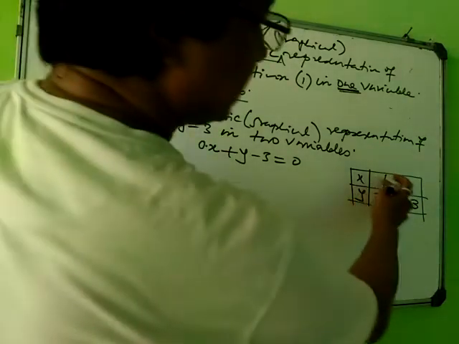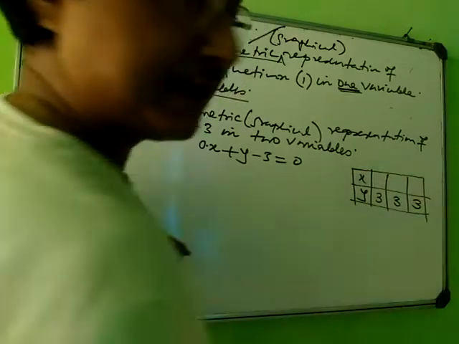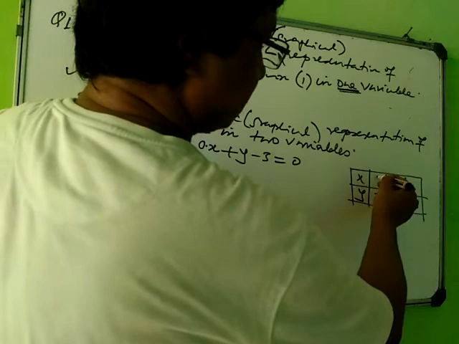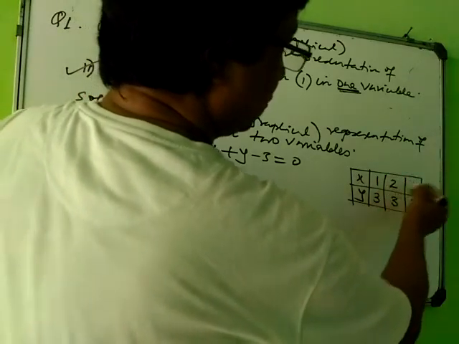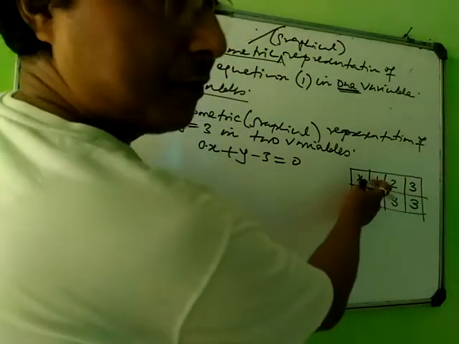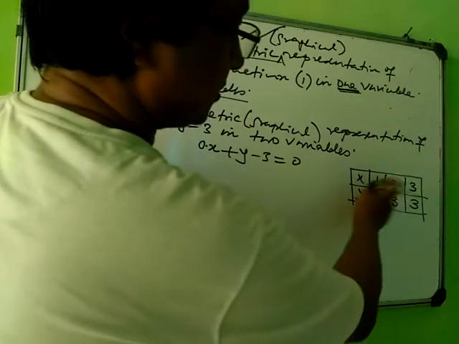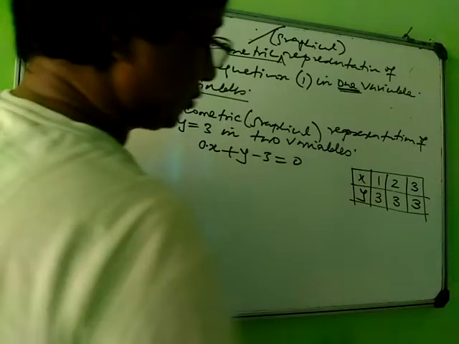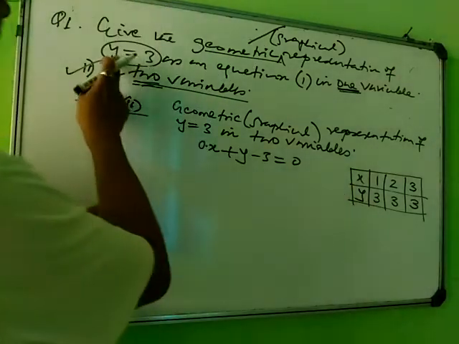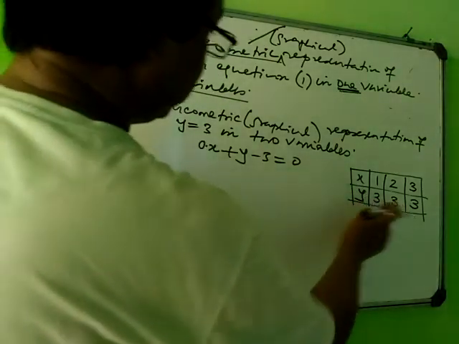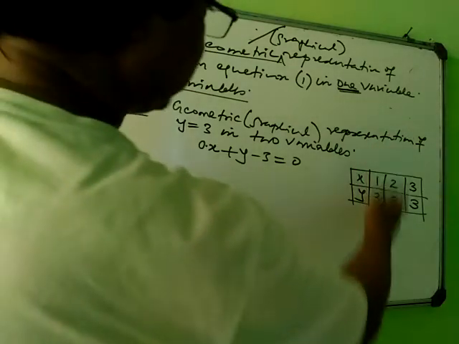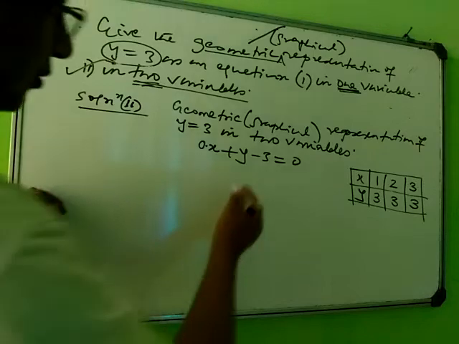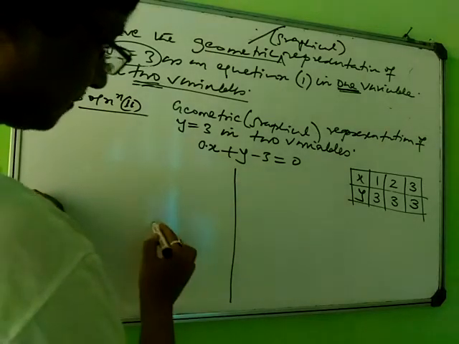And x, you can take any kind of integers. You can take positive, negative, including 0. So say it is 1, 2, 3, or 0, -1, -2, anything you take. But this y is fixed. Y is only 3. Now you draw this line, you will get a line that will be parallel to the x-axis. So let us just draw it.